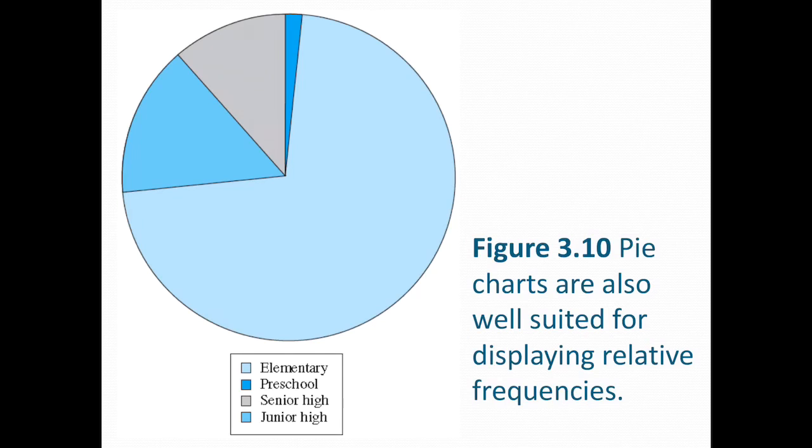Now some pie charts will put in the values here for you to see. If they're really small, they'll come off to the side and tell you some sort of percent. Some might even have in here what percent this is. You just have to look at the key and go from there. Pie charts are also well suited for displaying relative frequencies, like I just said.